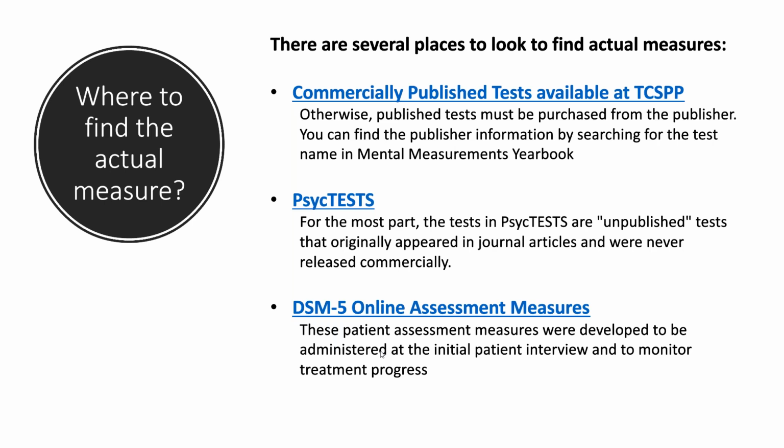A couple other places where you can find actual measures is PsycTests. PsycTests is actually a really great database for finding those unpublished or experimental measures. Usually those are tests or measures that originally appeared in journal articles and were never commercially released. The DSM-5 online assessment measures are also available. These are patient assessment measures that were developed to be administered at the initial patient interview and to monitor treatment progress. So that's another resource that's available.